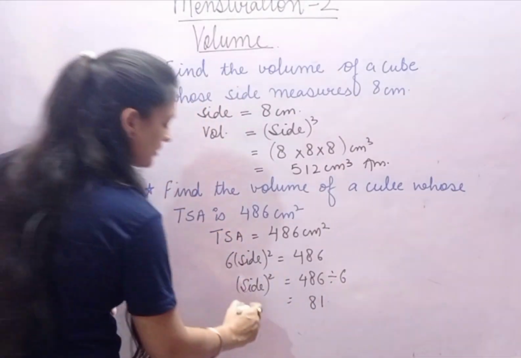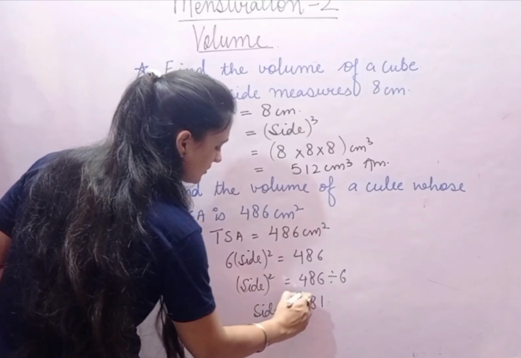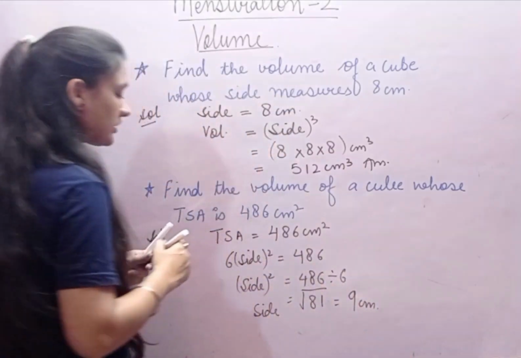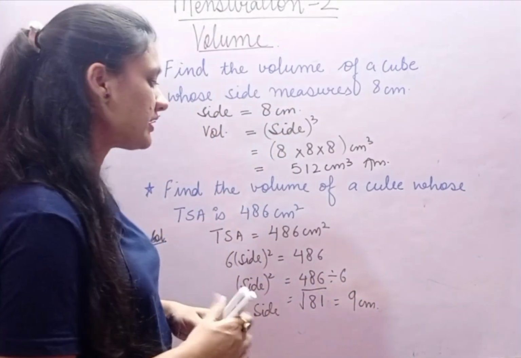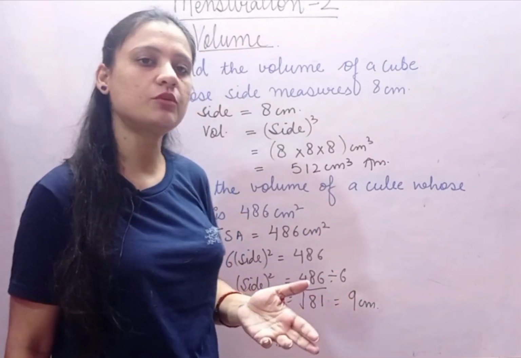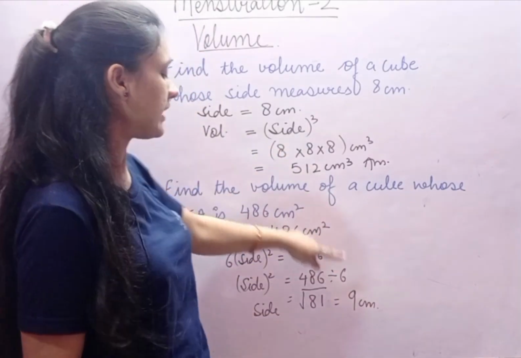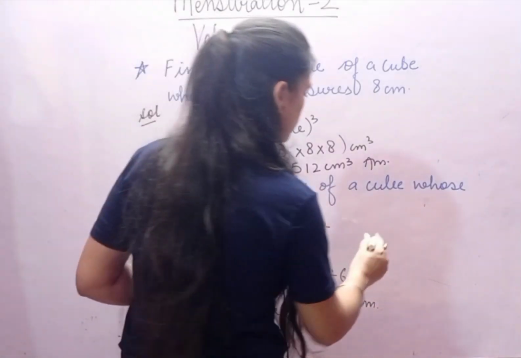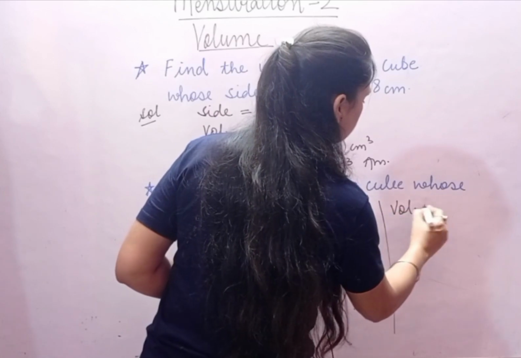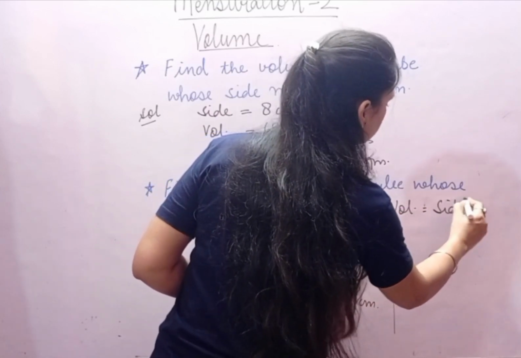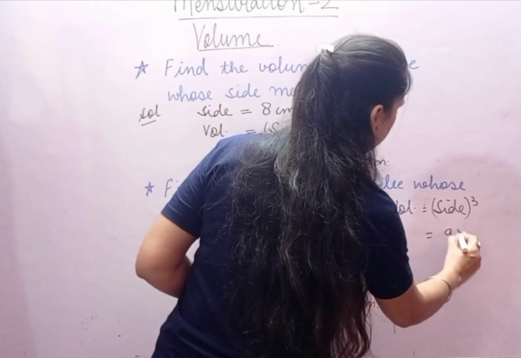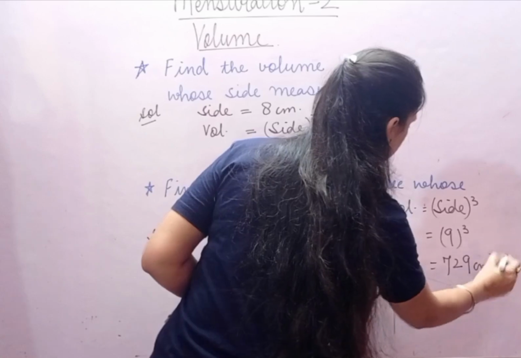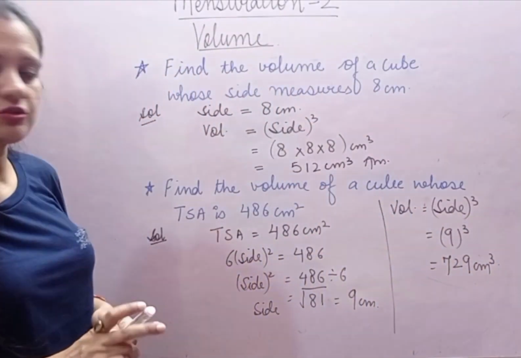It's not the side. So you have to find the side. To find the side, we need to find its square root. So the answer is 9 centimeter. Not answer, we'll say side. Now we have taken out the side. It's simple to find the volume. We'll apply the formula, that is 9 cube. The cube of 9 is 729. But remember, do mention the formula first. So volume is side cube, and the cube of 9, I think everybody knows, is 729, and unit centimeter cube. I hope you understood this question.